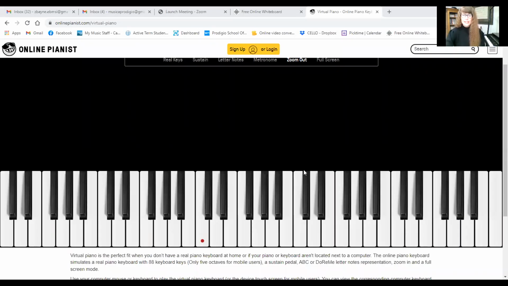So a half step is going from one note, so we'll take C, to the very next note. So that would be C sharp. Or we could go down. So we're going from the C and going backwards. The very next step would be B. So those are two examples of a half step.